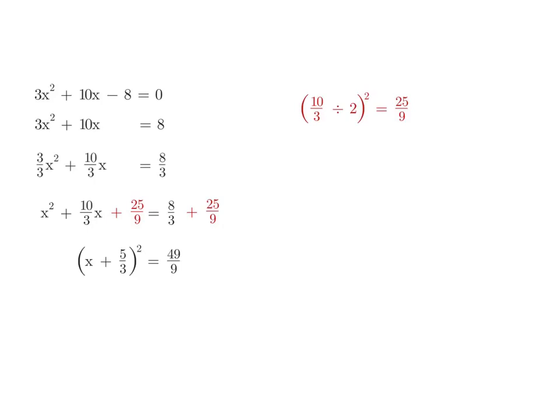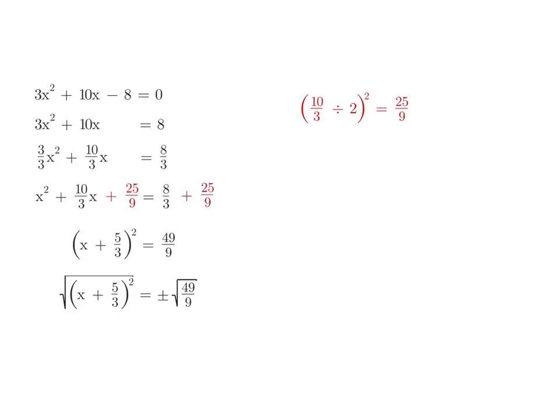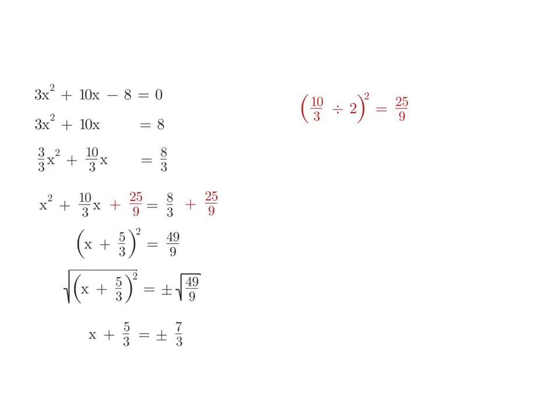Now you can solve this like we did yesterday, and like we did on the problem before. I'm going to take the square root of both sides, plus or minus. The square root and the squaring cancel, 7 thirds. And what is the square root of 49/9? 7 thirds. So here's what I have. x plus 5 thirds equals plus or minus 7 thirds.